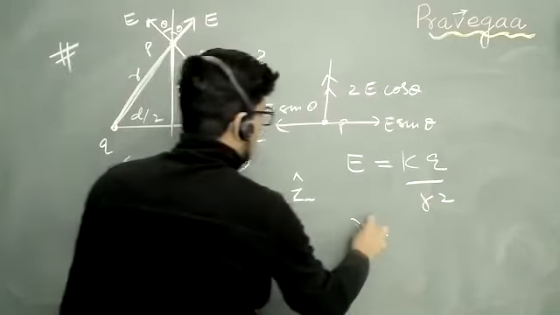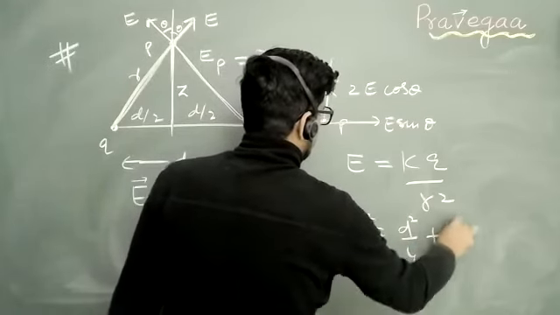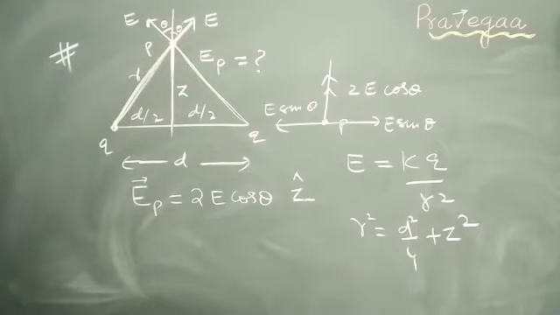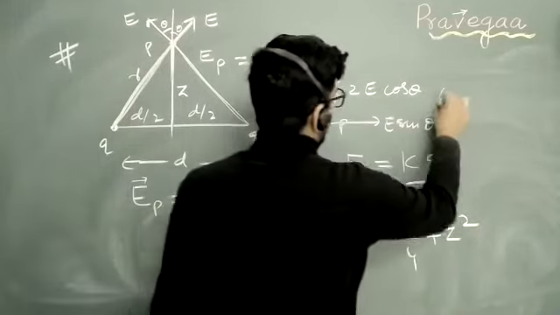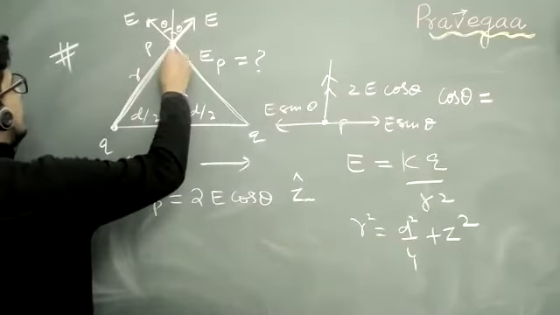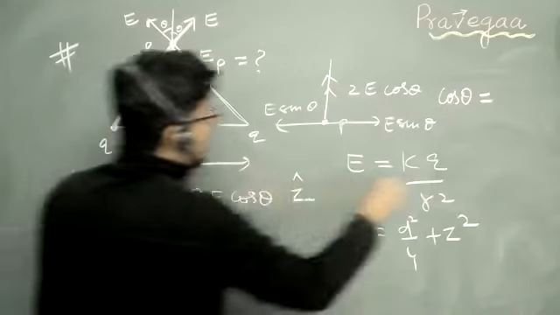And what is R square? It is D square by 4 plus Z square. Which theorem? Pythagoras theorem. And what is cos theta? Cos theta is base upon hypotenuse. So it is Z by R.